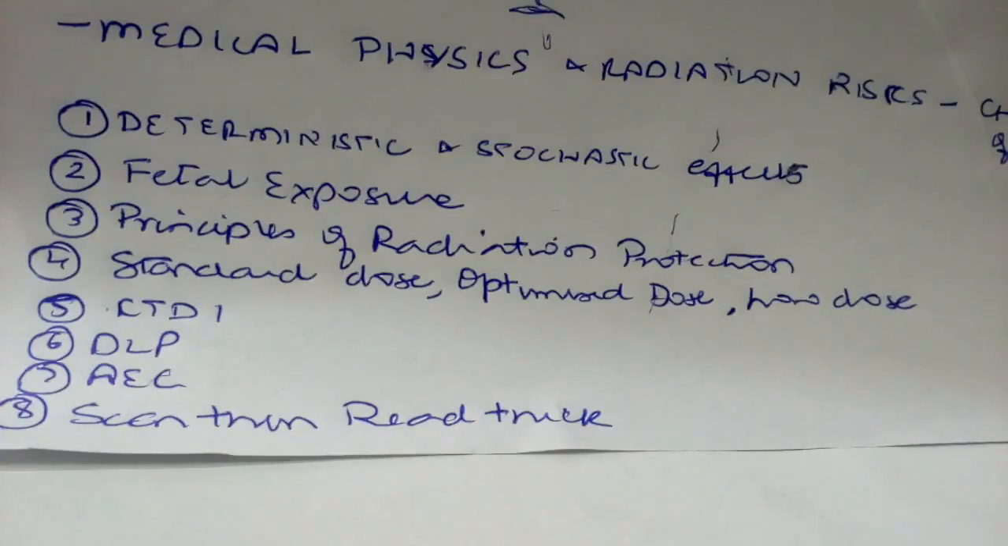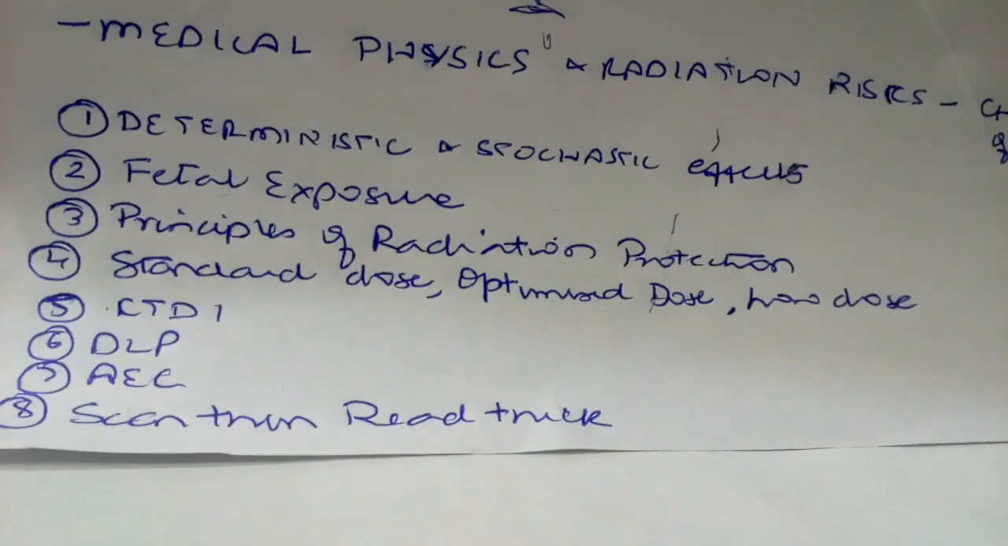Now, what is deterministic and what is stochastic effect? Deterministic effect is basically a direct effect of radiation in which the radiation falls on the cells and causes their death. It is dependent on a threshold value, below which it does not occur, and it generally leads to changes like erythema, epilation, cataracts in the eyes, and it can also lead to azoospermia.